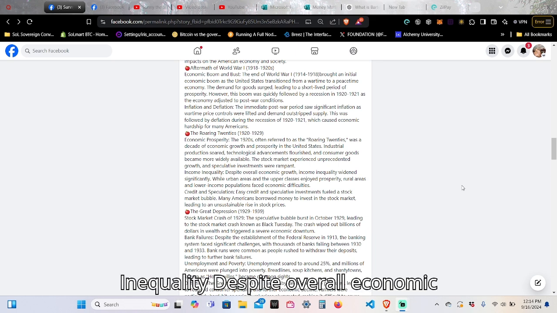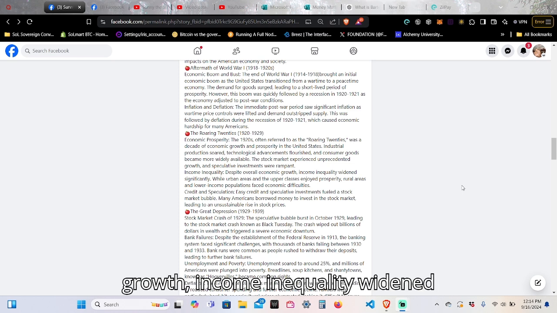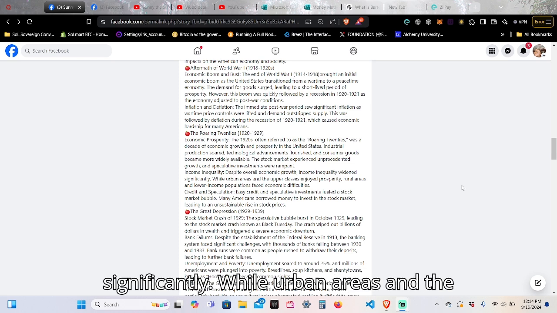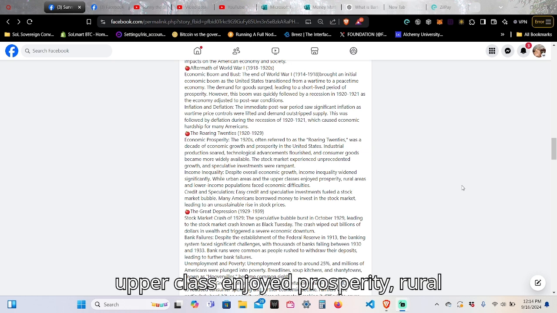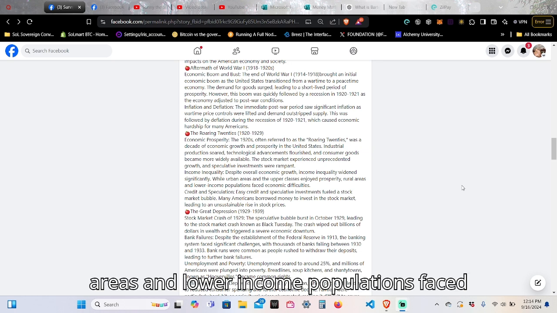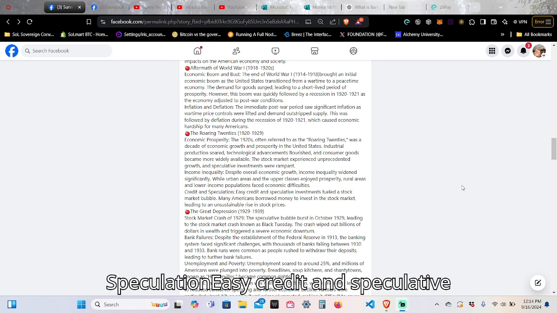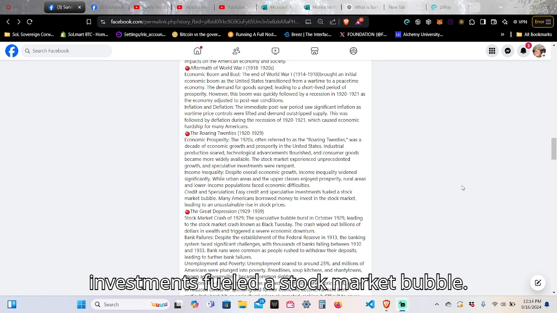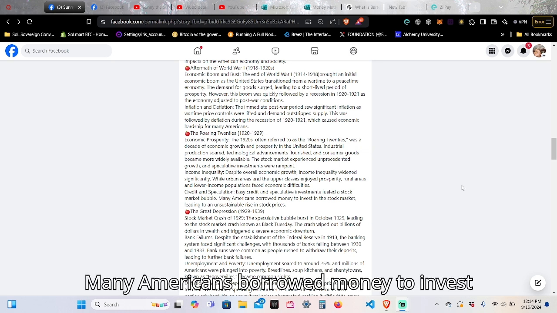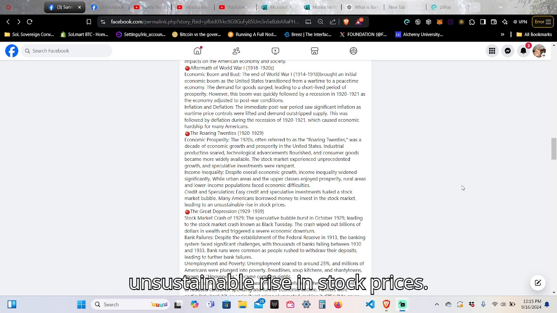Income inequality. Despite overall economic growth, income inequality widened significantly. While urban areas and the upper class enjoyed prosperity, rural areas and the lower income population faced economic difficulties. Credit and speculation. Easy credit and speculative investments fueled a stock market bubble. Many Americans borrowed money to invest in the stock market, leading to an unsustainable rise in stock prices.